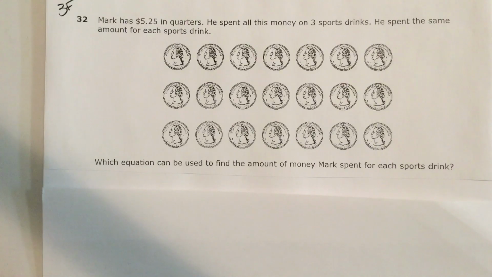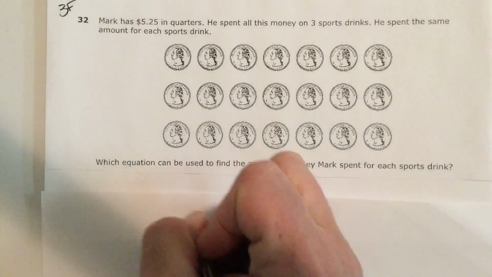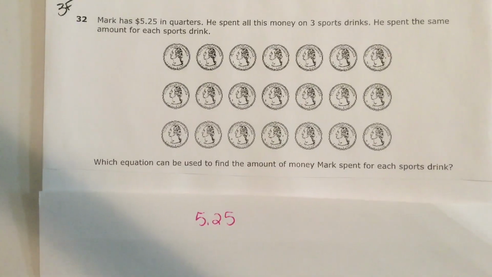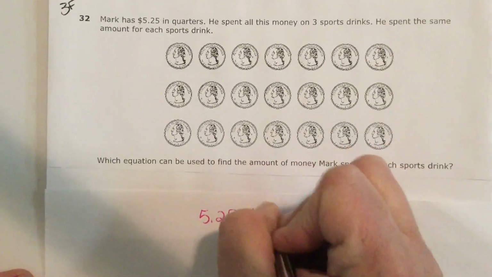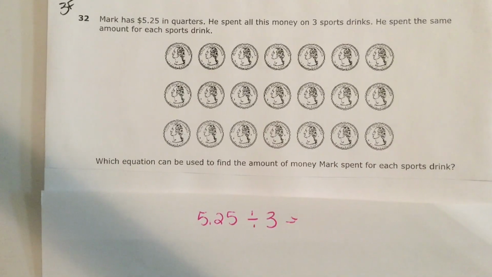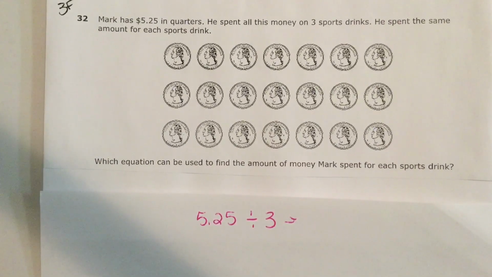Okay, so I know that Mark has $5.25, and he bought 3 sports drinks, and he paid the same amount. So $5.25 divided by 3 would be your problem. That's how you would solve the problem. Okay, and that's all you need for today.